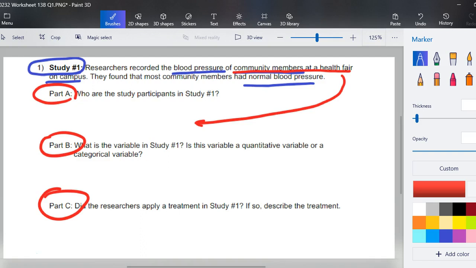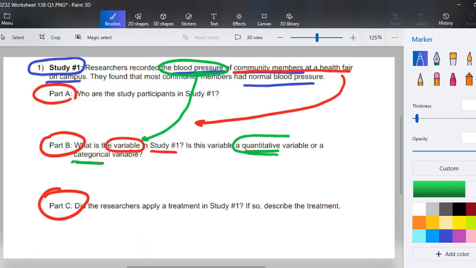Part B, what is the variable? What is the thing that varies in study number 1? Is this variable quantitative or categorical? So let's start with what is the variable. I'm going to change colors, and it says they recorded right here. The variable is the blood pressure. They recorded blood pressure. And then the question continues, is it quantitative or categorical? And remember, quantitative is going to have numbers. It's numerical, and blood pressure has numbers.